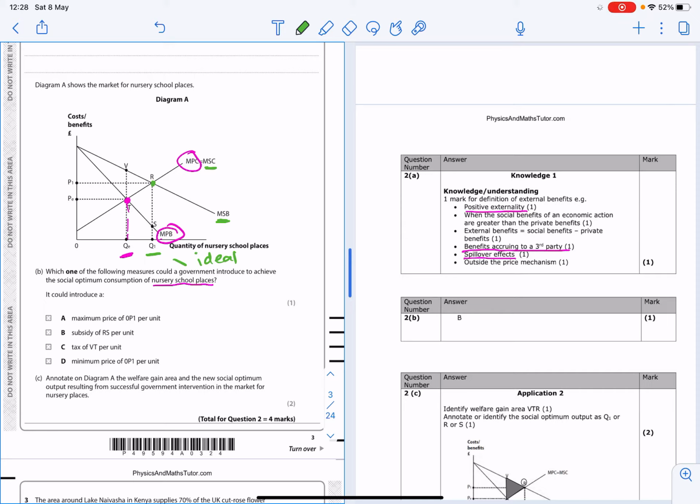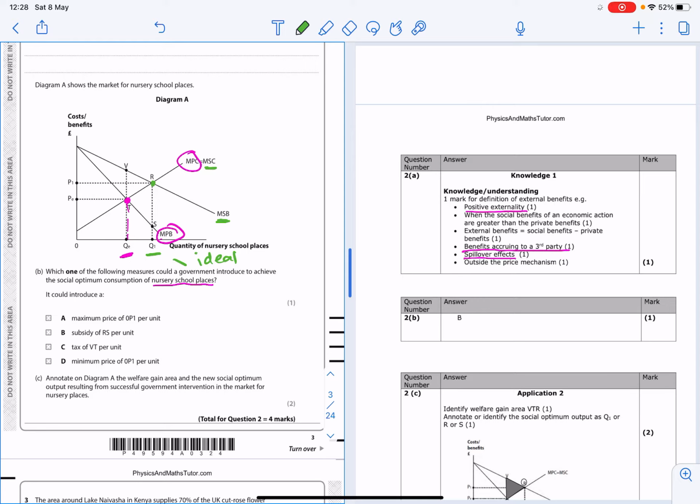Doesn't matter what the price is, but we need to get consumers to consume Q1. So you can either do that by shifting the demand curve or by shifting the supply curve. So we could do something to shift demand to the right or something to shift supply to the right. Now, unfortunately, none of those answers shift the demand curve to the right, so we can't do that. So it's going to have to be something that shifts supply to the right.